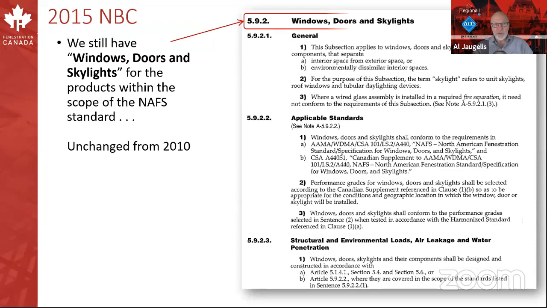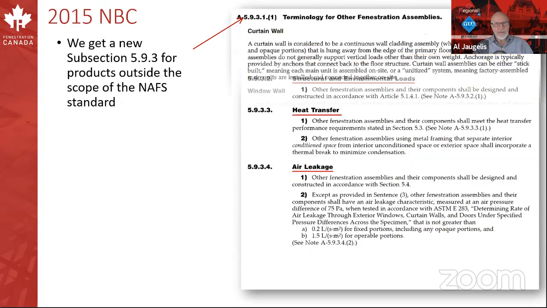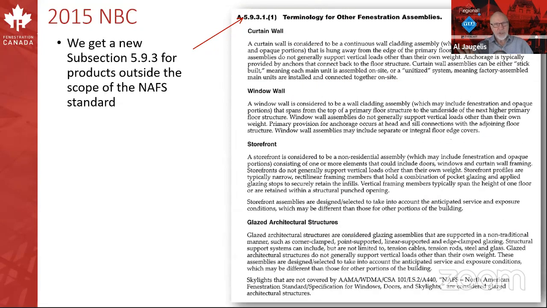So if we look at 592, it hasn't changed. We still have windows, doors, and skylights for the windows within the scope of NAFS. But we get a new subsection 593, Other Fenestration Assemblies. And for the purpose of this subsection, this refers to curtain walls, window walls, storefronts, and glazed architectural structures. These 4 terms cover everything else that is not in the NAFS standard. So it deals with structural and environmental loads, heat transfer, air leakage, and water penetration and so on.